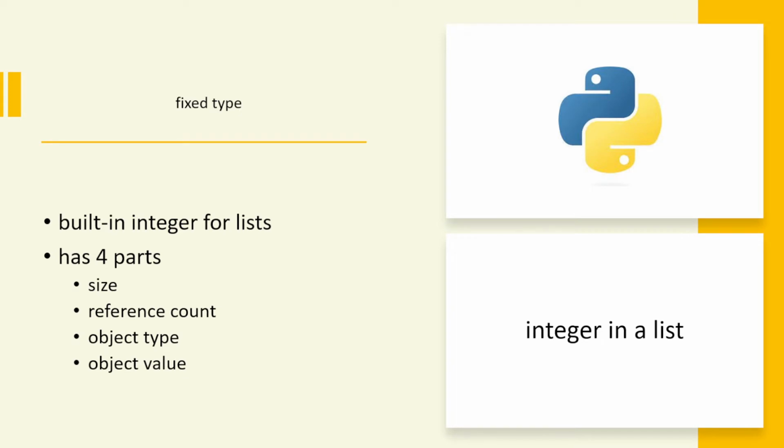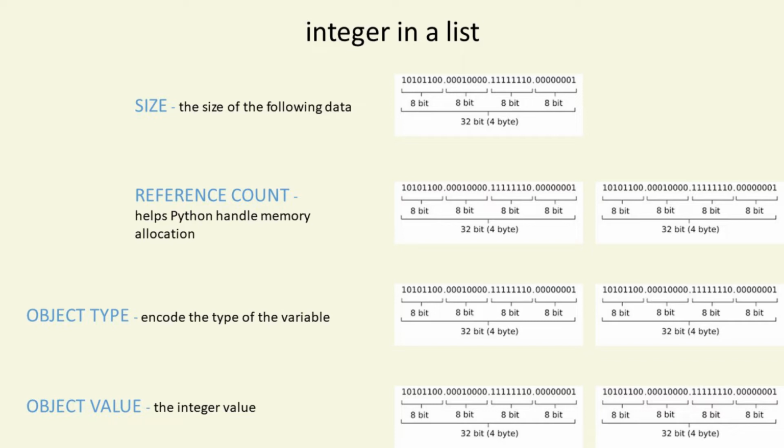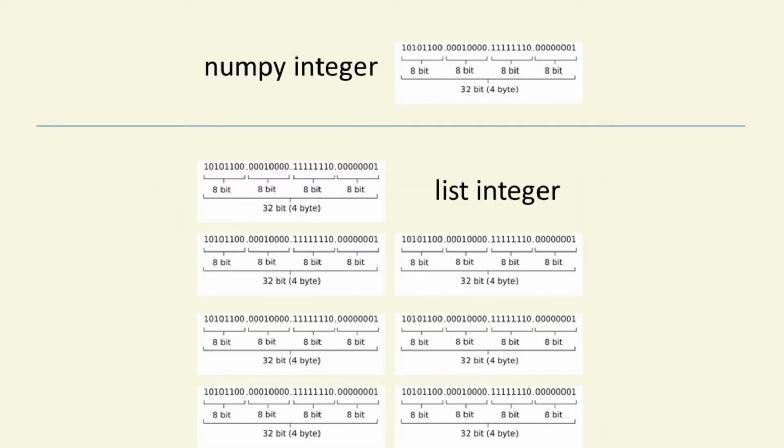Now, an integer in a list uses the built-in integer type in Python, and that has 4 parts: size, reference count, object type, and object value. These have the byte sizes of 4, 8, 8, and 8, which total 28. So this is how Python uses the integer in a list. We compare that with the numpy integer, and you can see that it's a lot smaller in a numpy array.